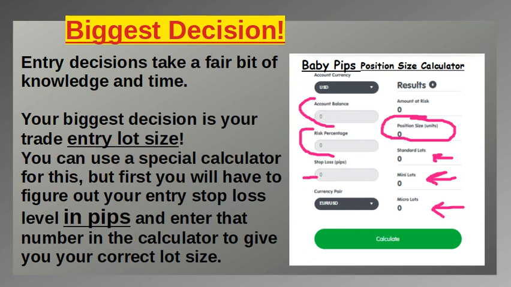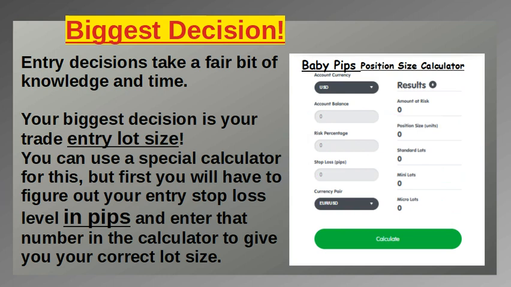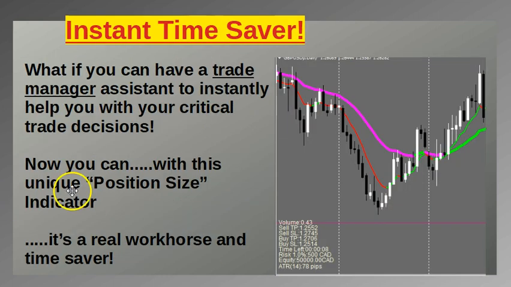But you don't have to do any of this, and this is what this video is all about. And it's important to understand that there's a much simpler way of doing everything. So here's the instant time saver, guys. What if you can have a trade manager assistant to instantly help you with your critical trading decisions? Now you can with this unique position size indicator. And guys, it's right over here, okay?